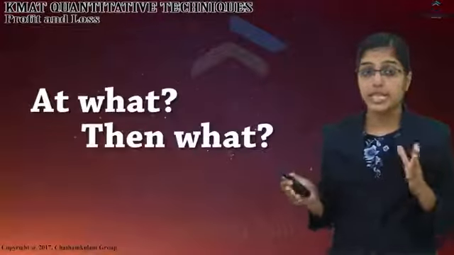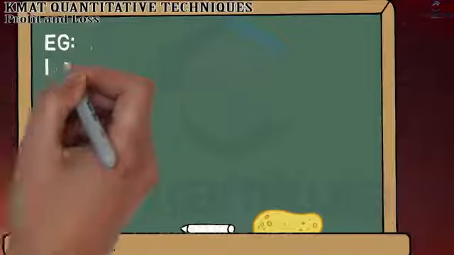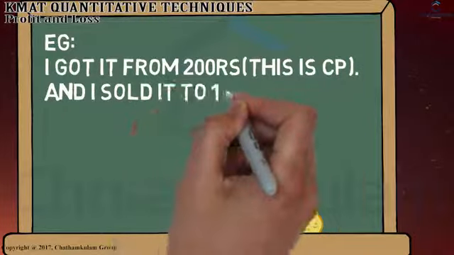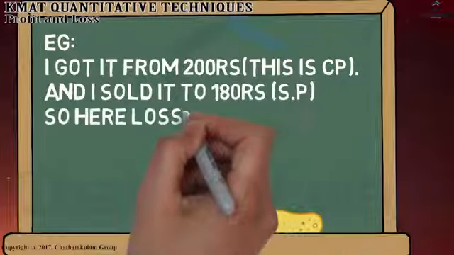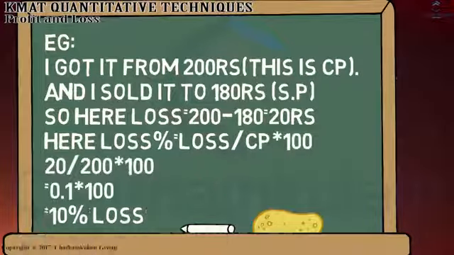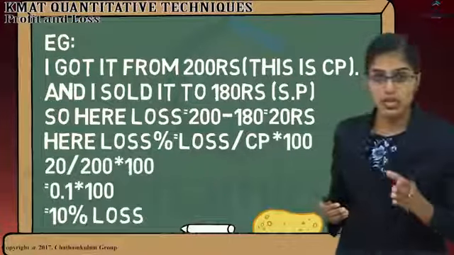Next we discuss an example. I bought an item for 200 rupees. This is CP, that is cost price, and I sold it for 180 rupees, that is your selling price. So here loss is equal to 200 minus 180, so that is equal to 20 rupees.